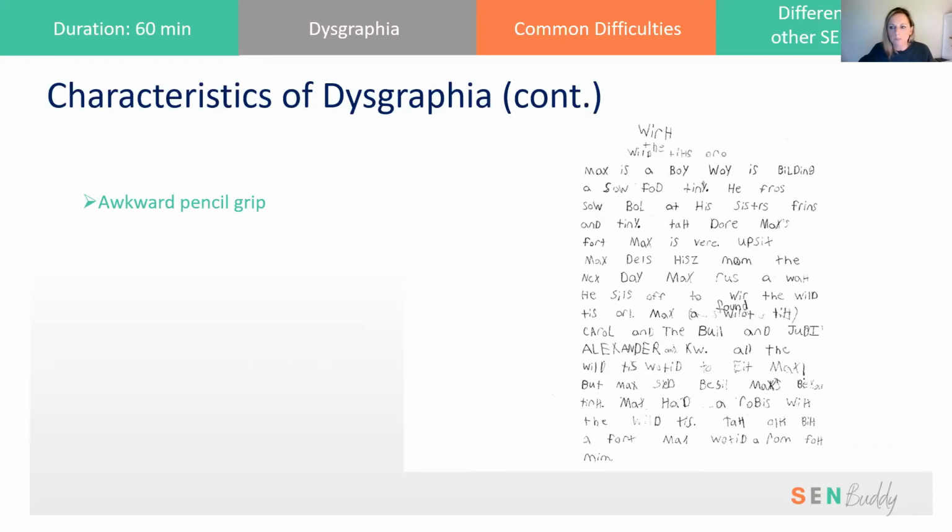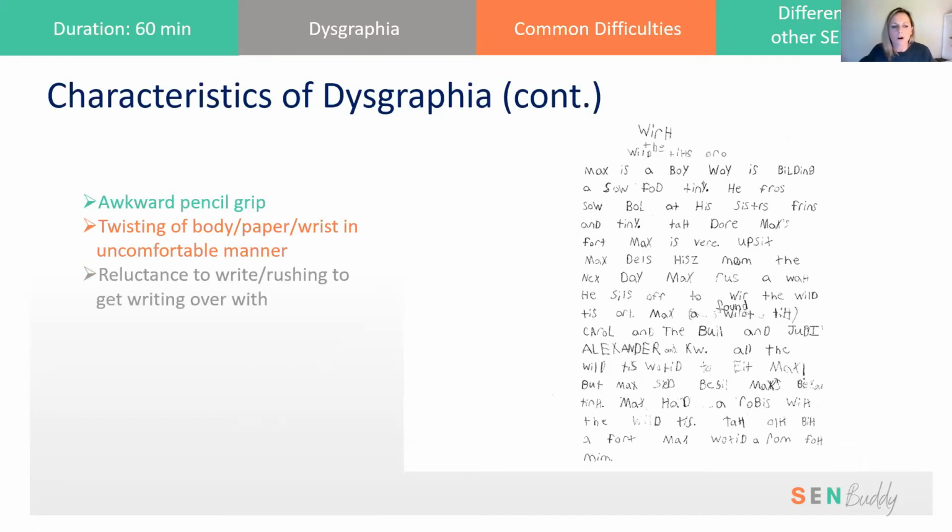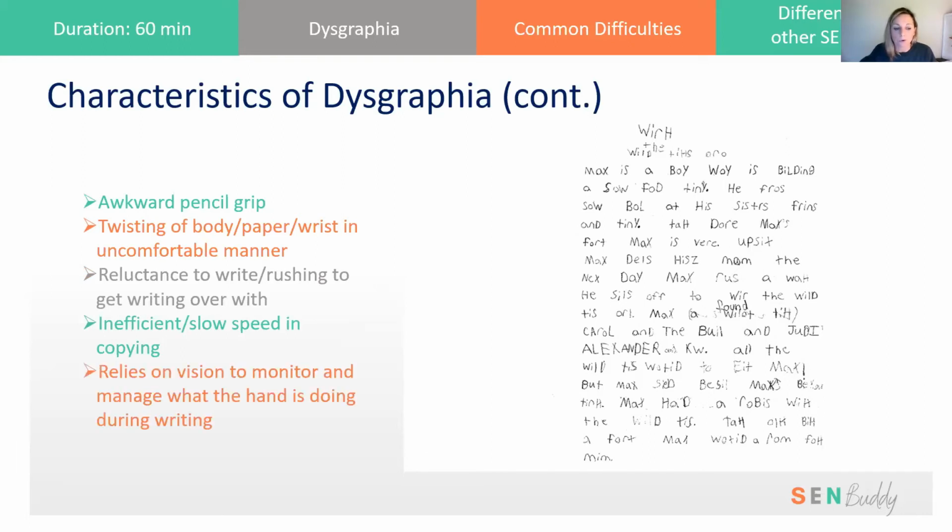An awkward pencil grip, that can be dyspraxia as well, but an awkward pencil grip is worth paying attention to. Twisting of the body, or twisting of the paper or the wrist, and looking uncomfortable when they're writing. A reluctance to write, and a rushing to get writing over with. A bit similar to somebody who's dyslexic and doesn't want to read, but specifically this is a reluctance with writing. A really inefficient and slow speed in copying, probably from the board, and they rely on their own vision to monitor and manage what the hand is doing during writing.